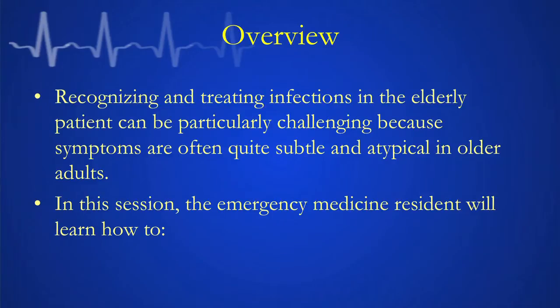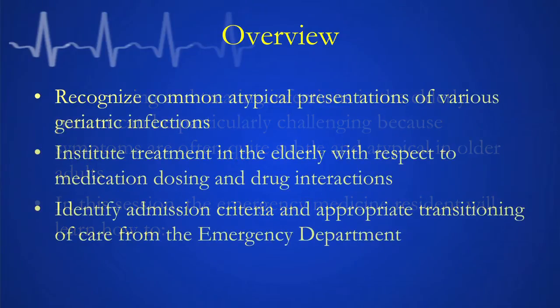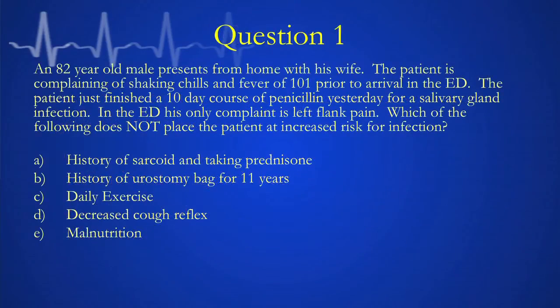So what are our goals by the end of this hour? We want to be able to recognize and treat infections in the elderly patient because it can be particularly challenging. Their symptoms are often quite subtle and atypical. Your goals as an emergency medicine resident will be to recognize common atypical presentations of various geriatric infections, institute treatment in the elderly with respect to medication dosing and drug interactions, identify admission criteria and appropriate transitioning of care from the emergency department. And we'll go into all these things in a lot of different detail. So we're going to start with some questions right off the bat.